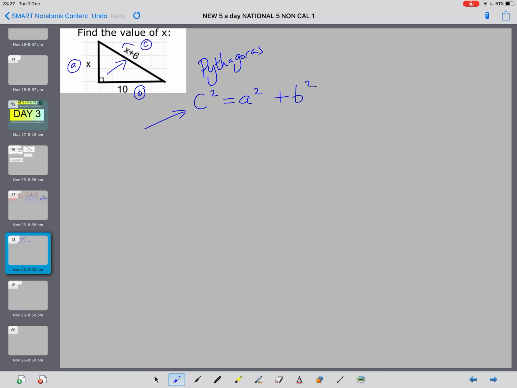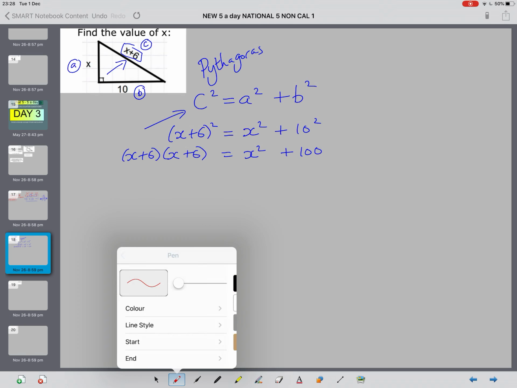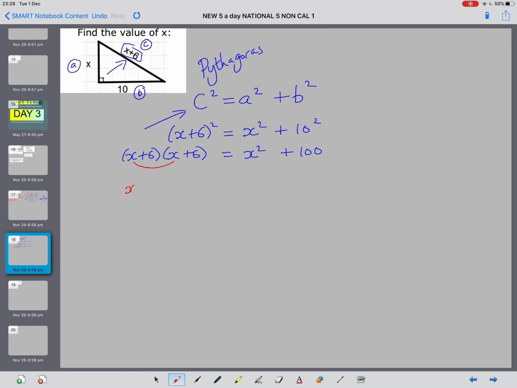So where C is here, I'm going to replace it with my x, add 6. My A is x squared and my B is 10 squared. So multiply out your x, add 6, and your x add 6. 10 squared is 100. I'm just going to use the FOIL method to multiply this out. So x multiplied by x is x squared, x multiplied by 6 is 6x, 6 multiplied by x is 6x, 6 multiplied by 6 is 36, and that equals x squared add 100. Just tidied it up a little bit. These two terms in the middle are like terms, so they can simplify to 12x add 36 equals x squared add 100.